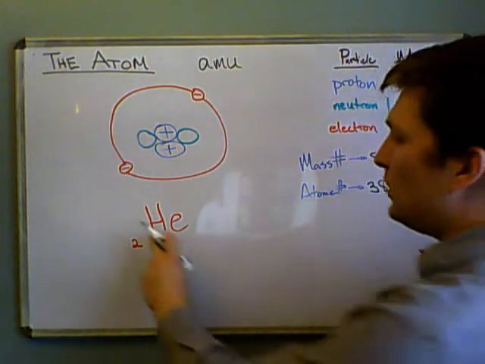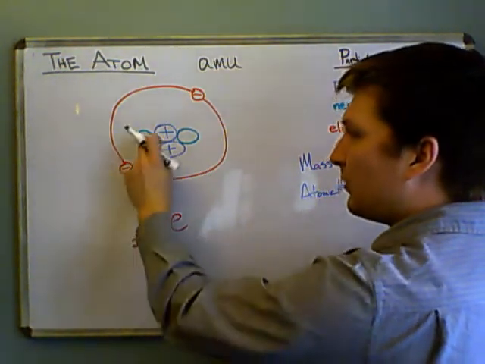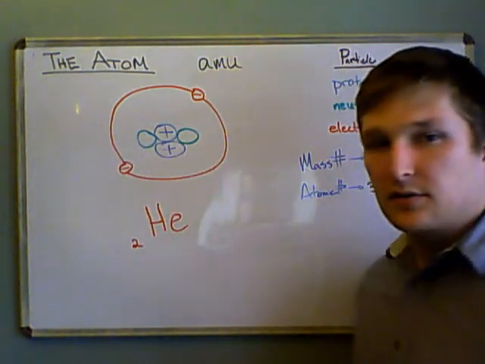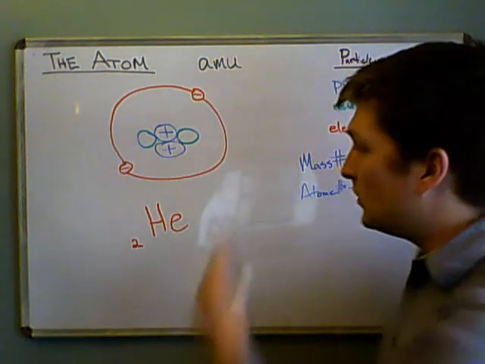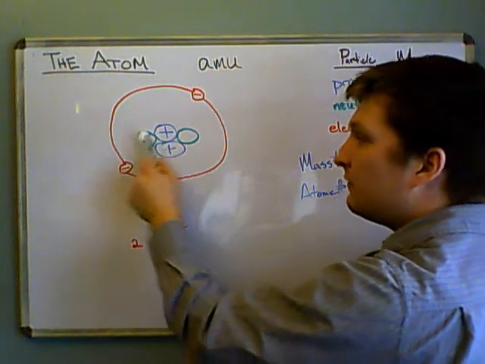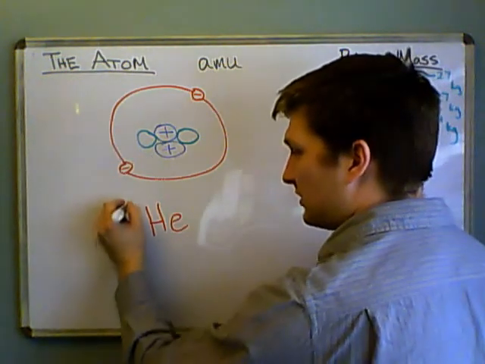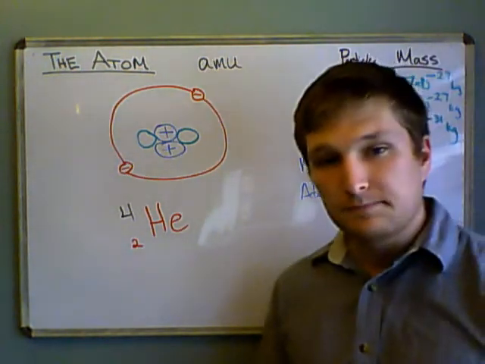So we write the mass number as the total number of particles in the nucleus. So the total number of protons and neutrons. So if I'm just going to look at this and count it up, we have 1, 2, 3, 4. Okay, so that's going to be 4. It has an atomic mass number of 4.